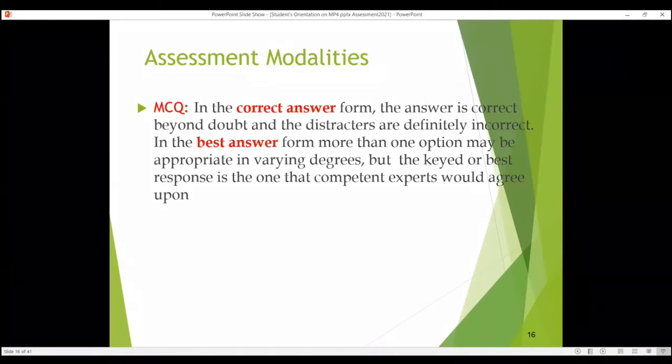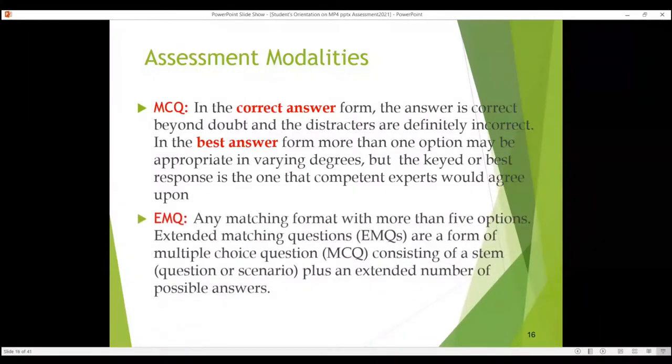So you may experience correct answer type MCQ or best answer type MCQ in your exam. I'm trying to repeat it again. Correct answer type MCQ, one option is correct beyond doubt. In the best answer type MCQ, options may be correct, but Option A may be more correct than Option B, or Option B may be more correct than Option C. That is what we call best answer type MCQ.